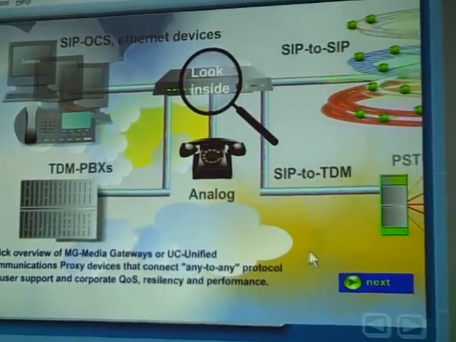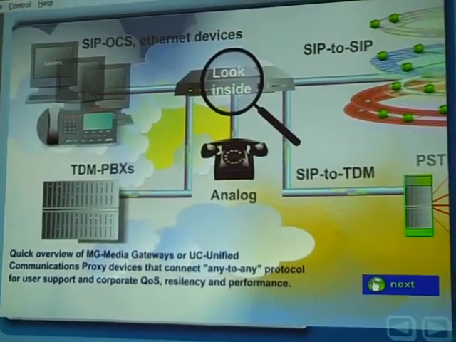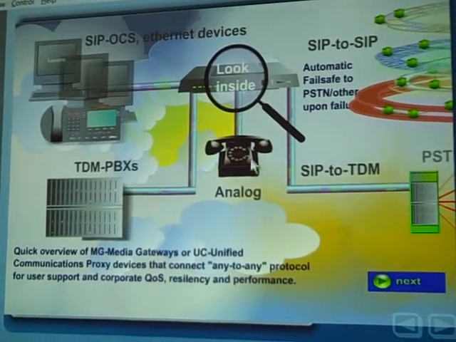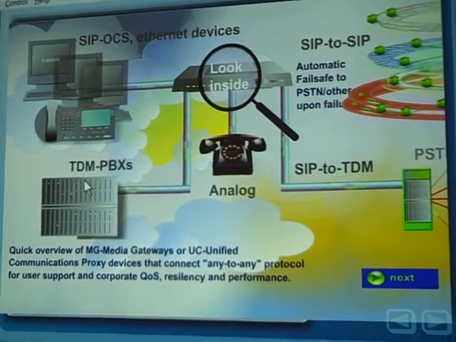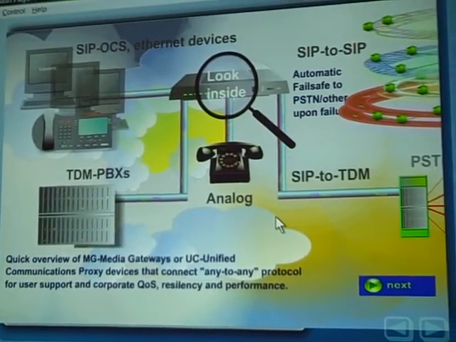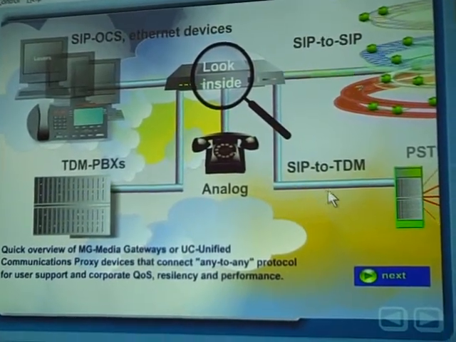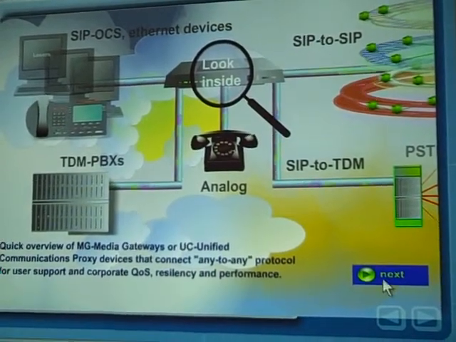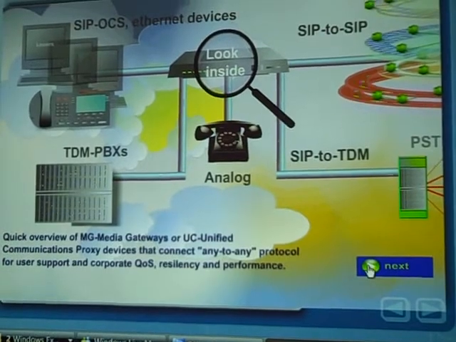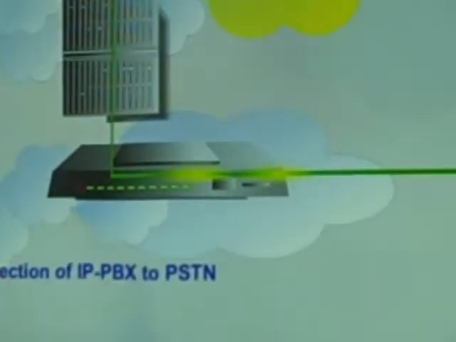We need to do that because we have different kinds of networks. We have what are called legacy networks. We've got an analog phone out there, traditional TDM, time division multiplexing, PBX, private branch exchanges. But we also have emerging SIP networks and maybe OCS, Office Communication Server networks. And so the function of a media gateway is to provide that any-to-any protocol support for various products out there. So let's go through some applications.